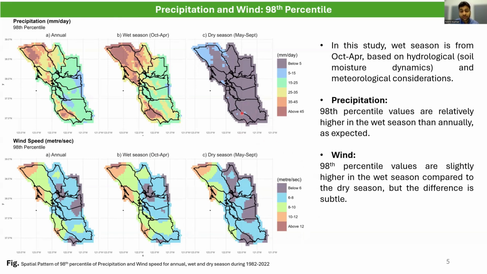In terms of precipitation, we can see that the 98th percentile values are relatively higher in the wet season than annually, as expected, because it's the wet season. But in terms of wind, the percentile values are slightly higher in the wet season compared to the dry season, but the difference is very subtle.